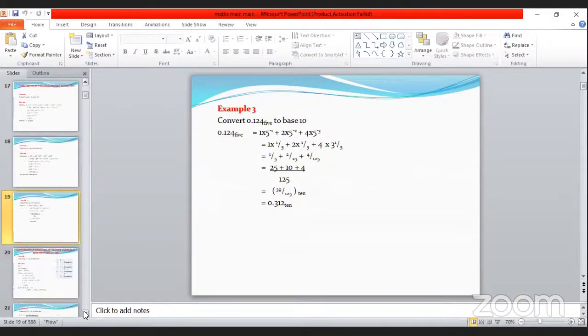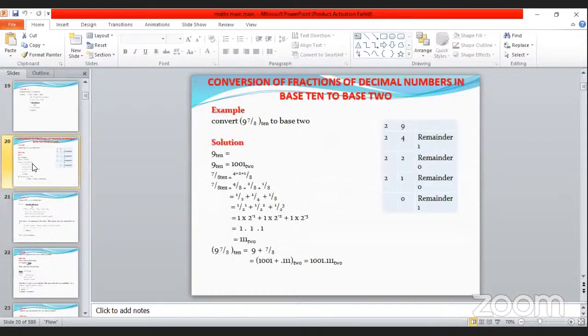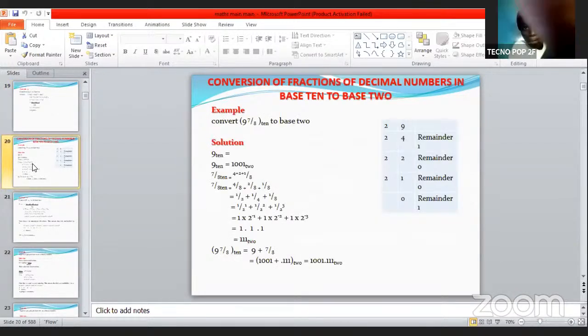Do I see this one clear? Sir, is it clear? Yes, sir. Okay, so let's look at conversion of fractions of decimal numbers in base 10 to base 2.